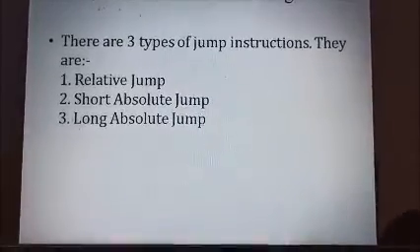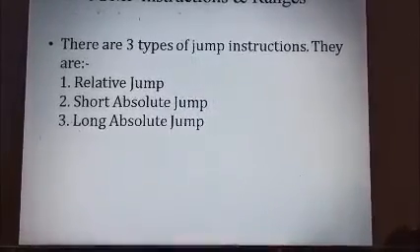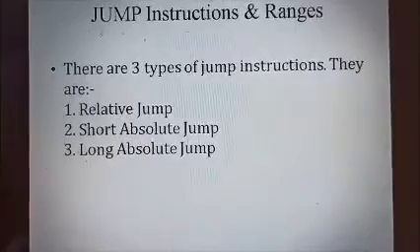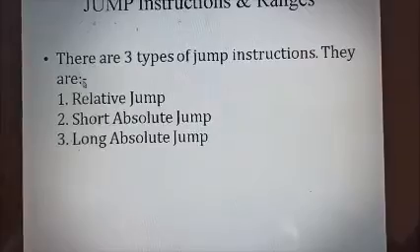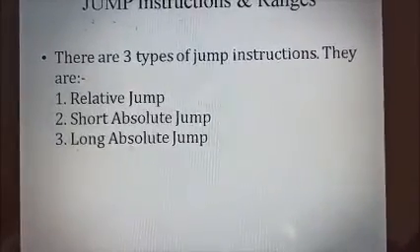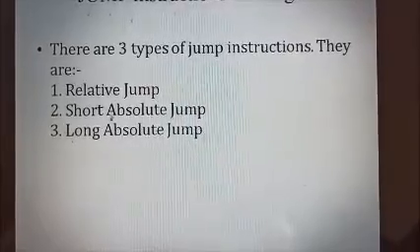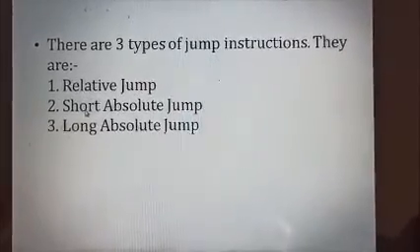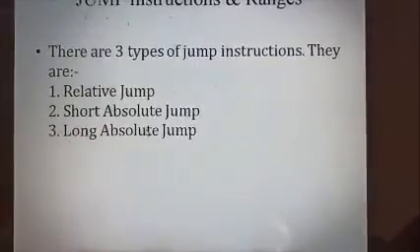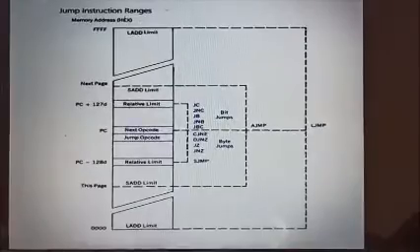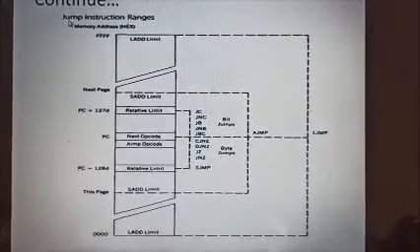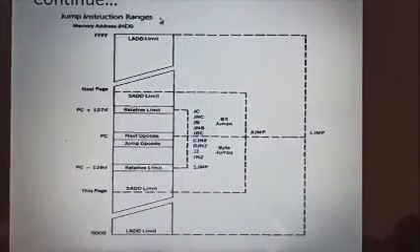Here there are three types of jump ranges. They call them the relative jump range, the short absolute range, and the long absolute range. We need to study them one by one. So this is the jump instruction range; see the title here.